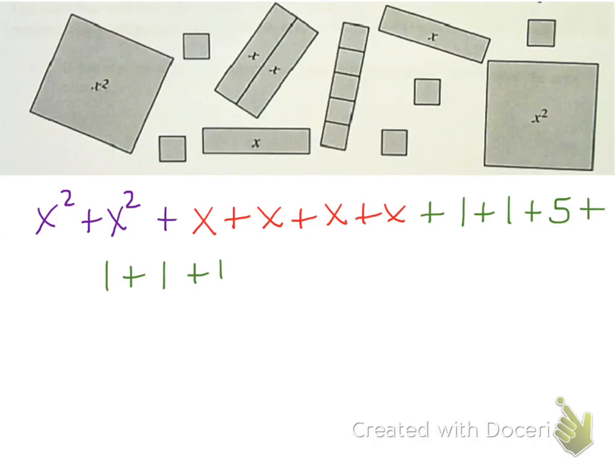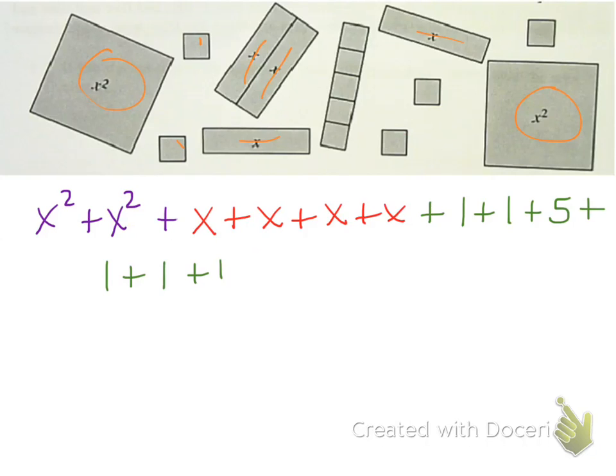Okay, so I did the long version. So the first thing I did was I found my x squared tiles, and I wrote those in purple. Then I found all of my x tiles right here, and I noticed I have 4 of them, so 1, 2, 3, 4. And then finally my unit tiles. I had 1, 1, I had 5 right here, that's where the plus 5 is, and then another 3. So that is one way of writing a variable expression to represent all of these.